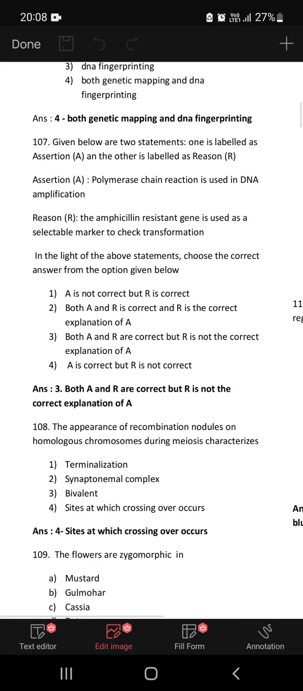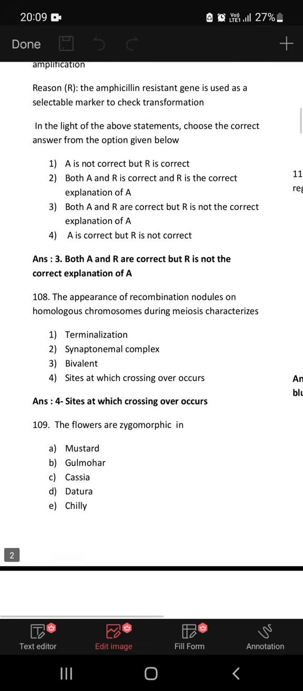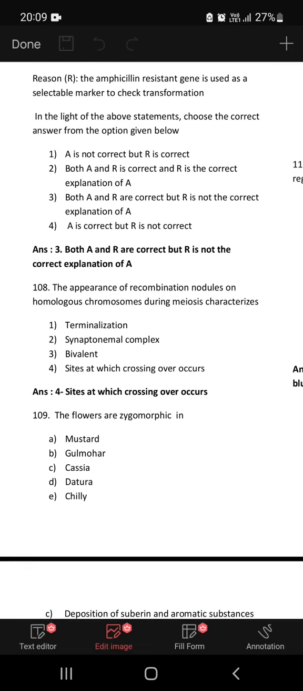The appearance of recombination nodules on homologous chromosomes during meiosis characterizes sites at which crossing over occurs. It is not characterizing terminalization, synaptonemal complex, bivalent, but it characterizes the sites at which crossing over between the non-sister chromatids takes place. The next question is from first year part of it.